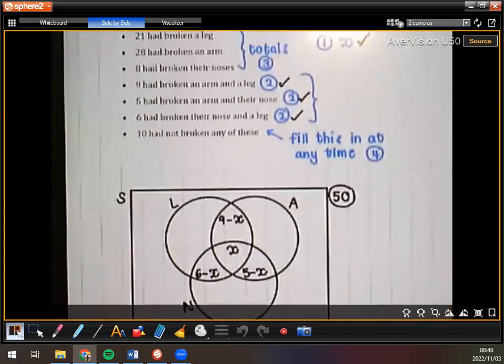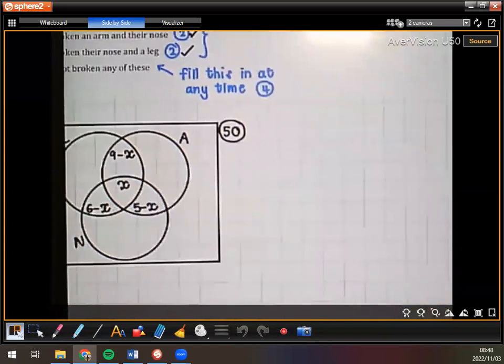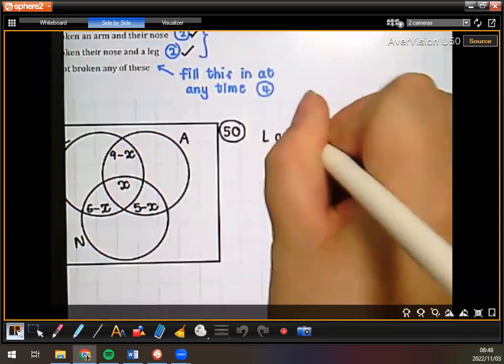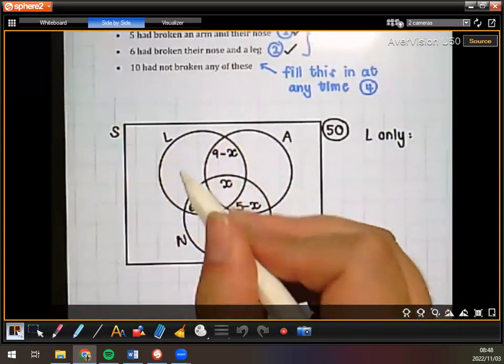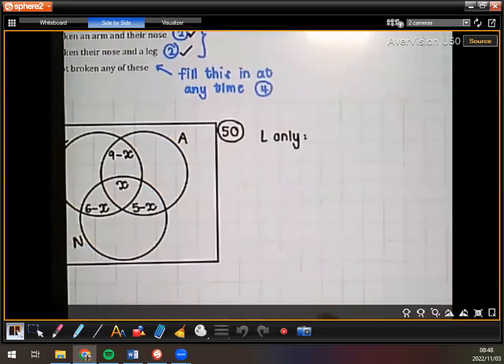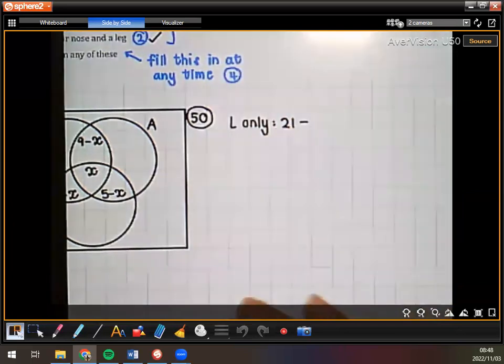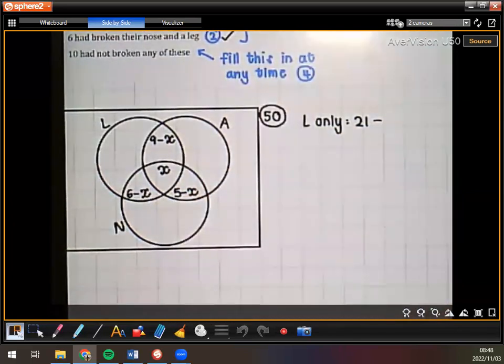What did they say? What's the total for leg? 21. So next to your Venn diagram, guys, I would like you please to write the working for leg only, which is this section, right? The part of the leg circle that doesn't overlap with anything. We're going to take the total, which was 21, and we're going to minus the 3 sections of that circle that we have already filled in.